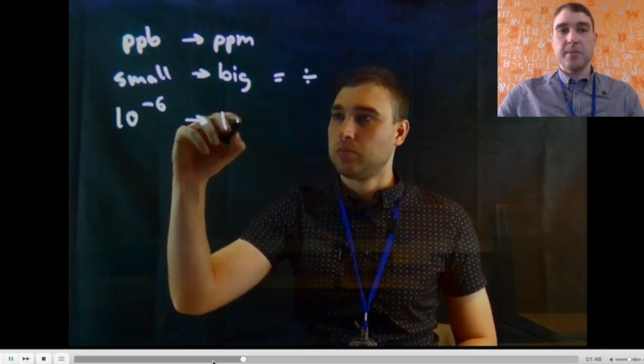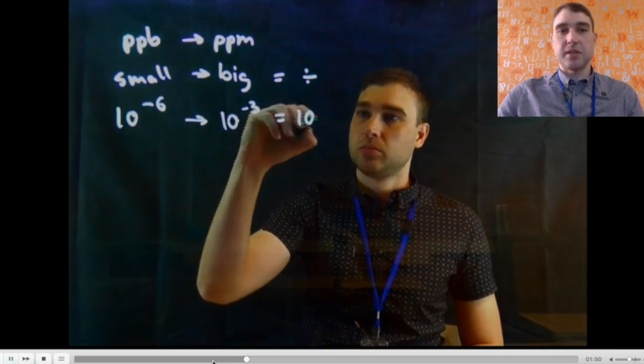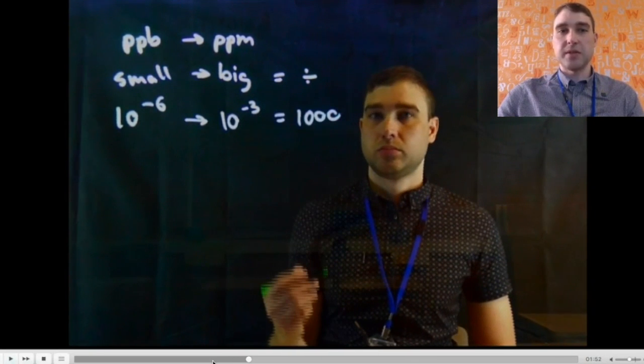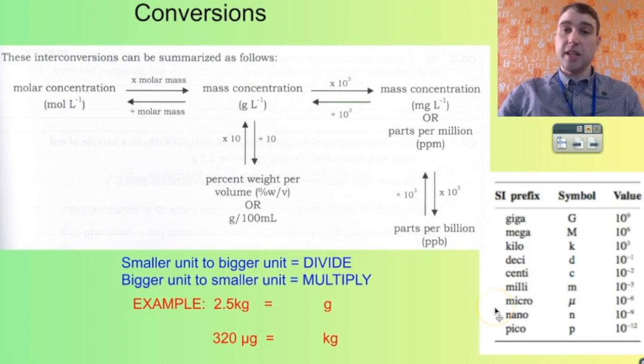So we're going from times 10 to the minus 6 to times 10 to the minus 3, so again that's a 1,000 difference. So part per billion is micro, part per million is milli. If we look at our SI units, if we look at a part per billion and we work our numbers back, we've gone 1,000 times smaller this way and 1,000 times smaller again. So that's two lots of 1,000 smaller, so that's times 10 to the minus 6.